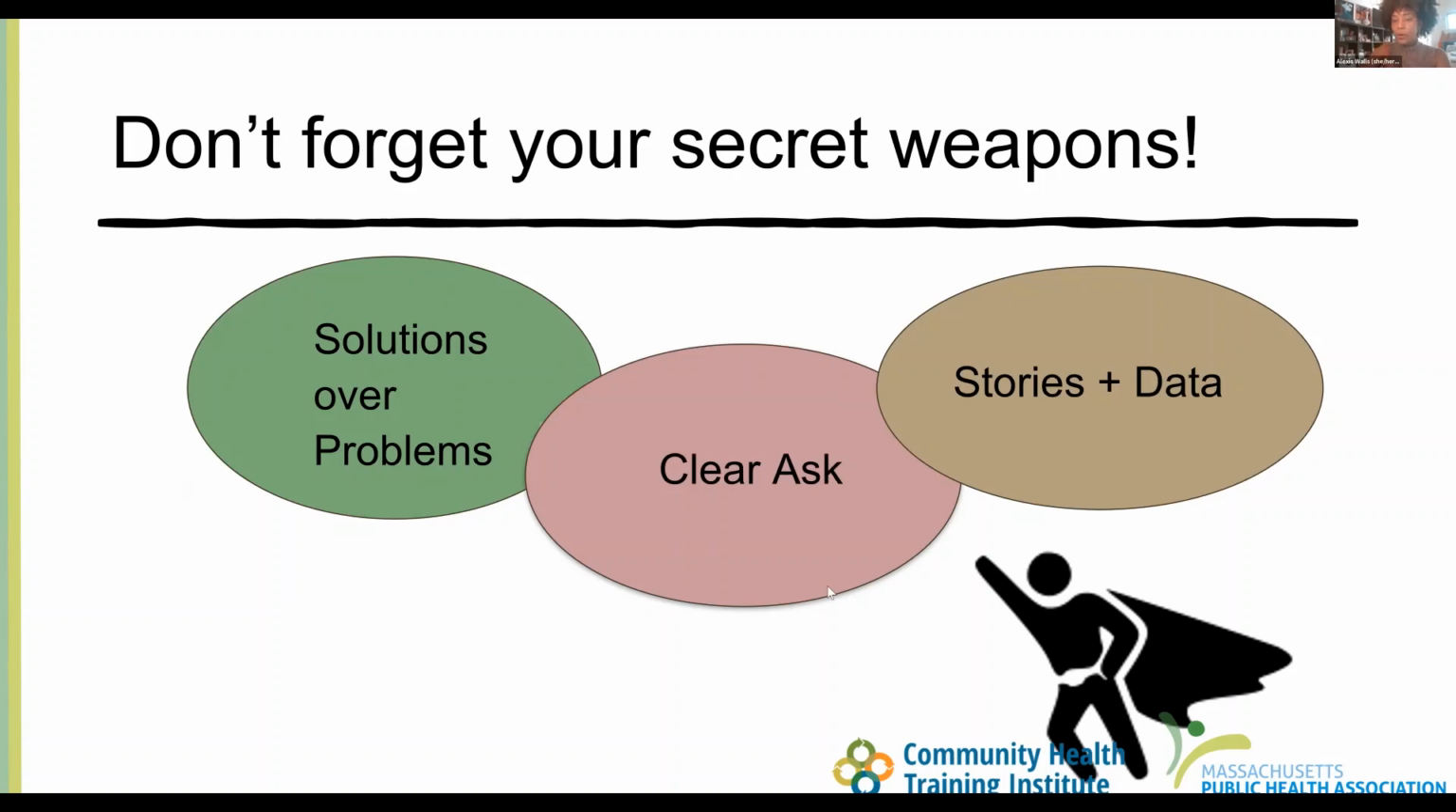Okay, so when we think about our secret weapons, these are just the key ingredients I want you to be bringing into interactions with your legislators. So one is solutions over problems. When you're talking to a legislator and you want them to know about an issue that you care about, certainly outline the problem for them. But you also want to come to them with a solution, and you want to talk more about the solution than you do the problem. So that's one piece, solutions over problems.